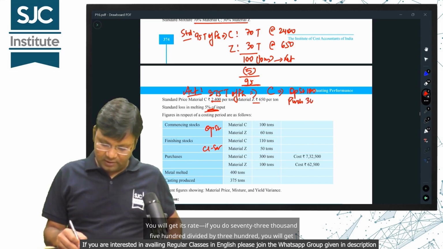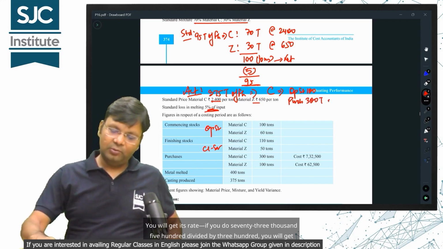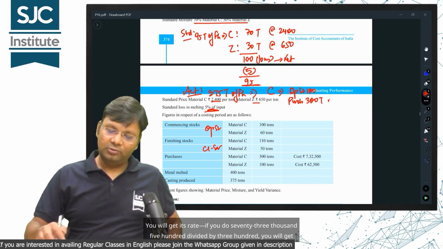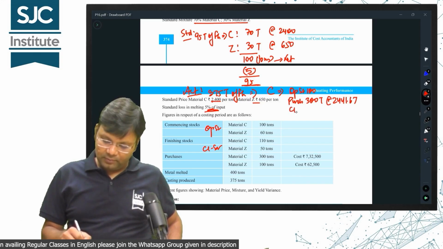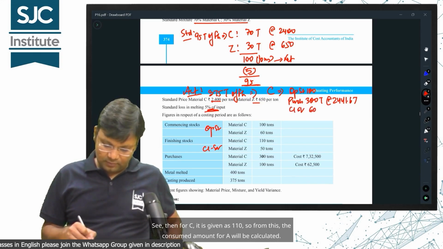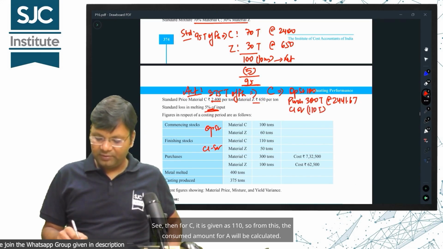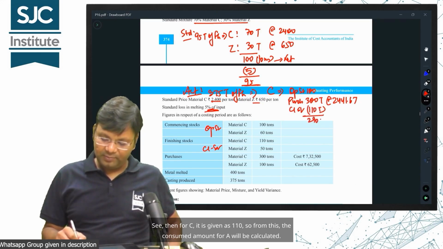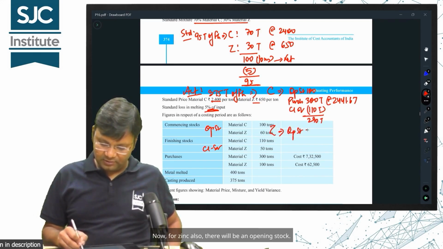You will get its rate. If you do 73,500 divided by 300, you will get answer A, which is coming to 2,441.37. Then, the closing stock is given. How much of it is given? C, then for C, it is given as 110, so from this, the consumed amount for A will be calculated. Consumed A is 290 tons.